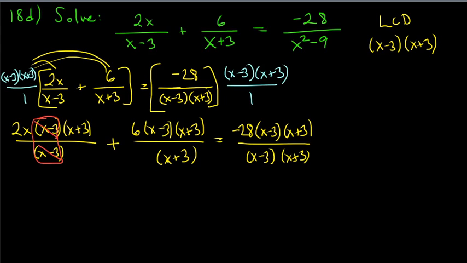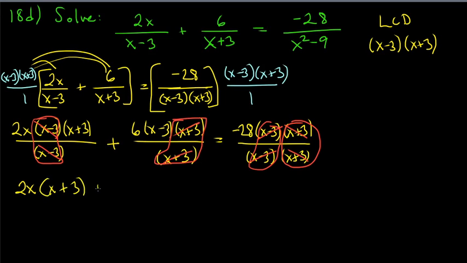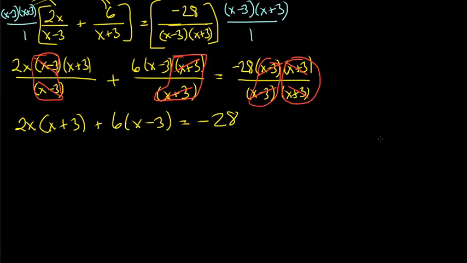Let's cancel the x minus 3's. Let's cancel the x plus 3's. And on the right side, the x minus 3's cancel, the x plus 3's cancel. The only thing left is the negative 28, right? So on the left side... the only thing on the right is negative 28. I'm getting that confused. All right, so the left side is 2x times (x plus 3) plus 6 times (x minus 3) equals negative 28.